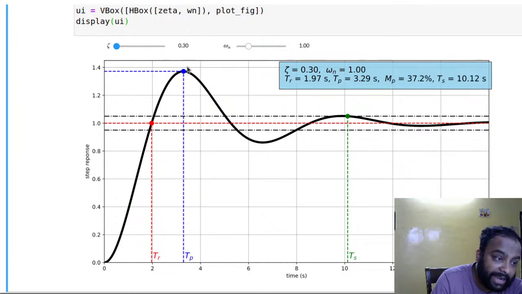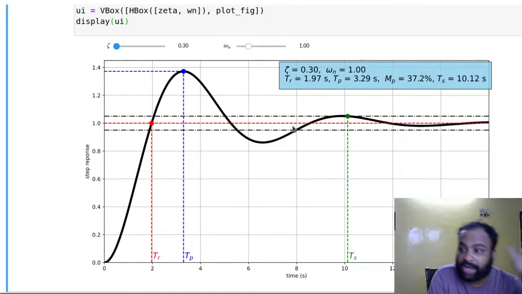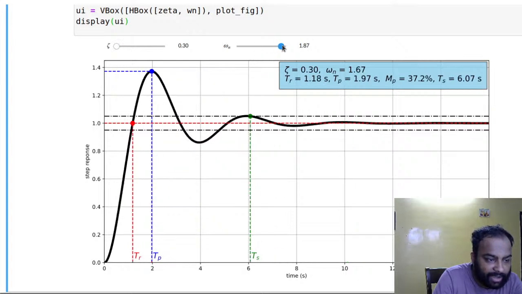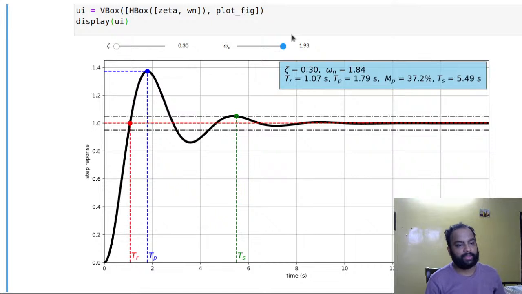And they would determine how peaky the response would be, how quickly the transient would decay, how fast or how slow the response will become. And there is one more thing, I haven't shown you what happens when I increase omega n. Of course, let's increase that. If I have increased the value of omega n, so this is what happens.